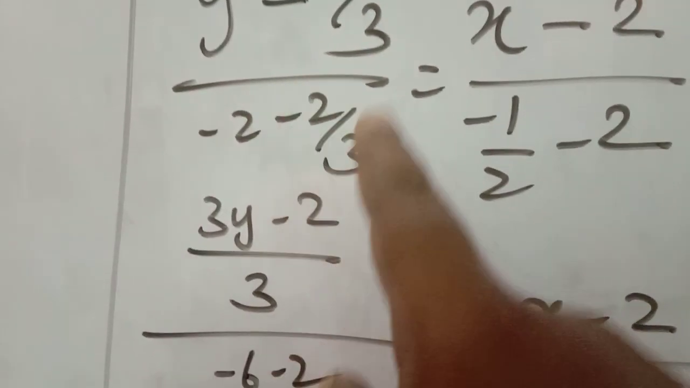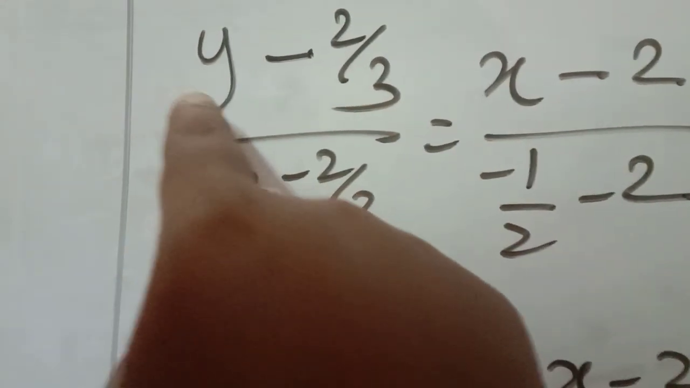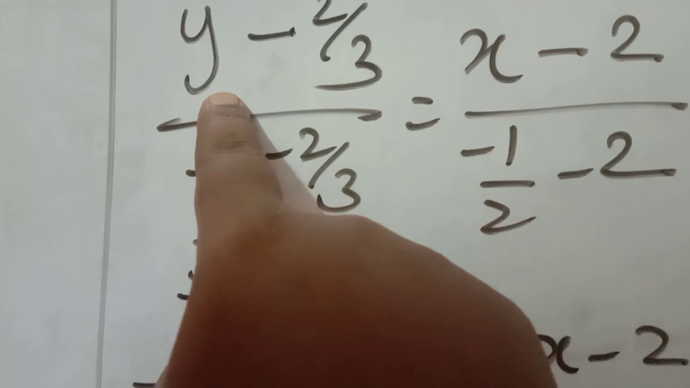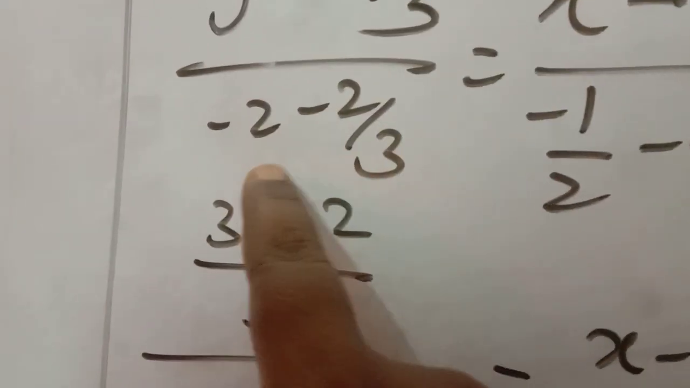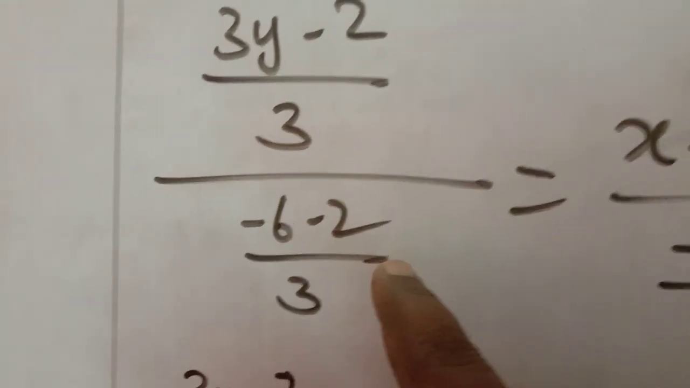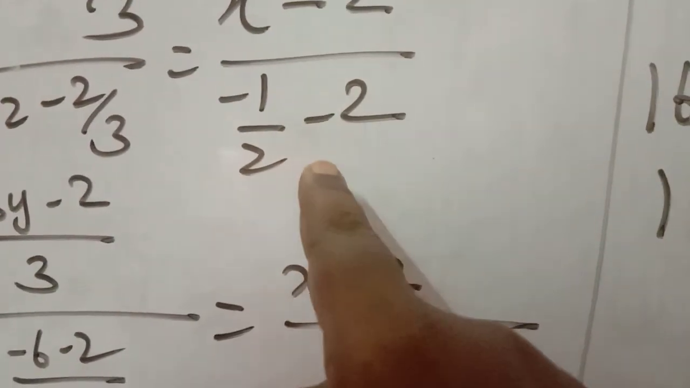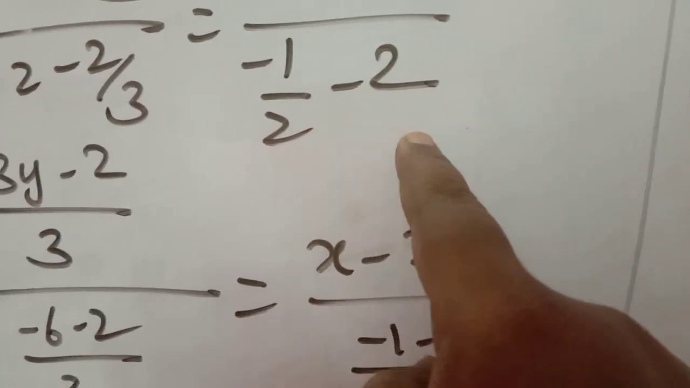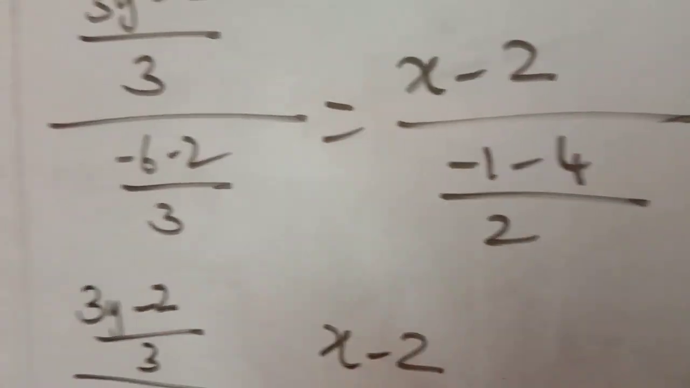Now take LCM for numerator and denominator separately. Here LCM 3. So multiply by 3 here because in the denominator nothing is there, that is 1. So 3y minus 2 by 3. Here LCM 3, so multiply by 3 here: minus 6 minus 2 by 3 is equal to, here x minus 2, no change. Here LCM for the denominator, 2 is the LCM, so multiply 2 here: minus 1 minus 4.